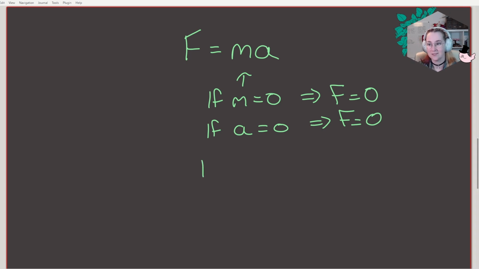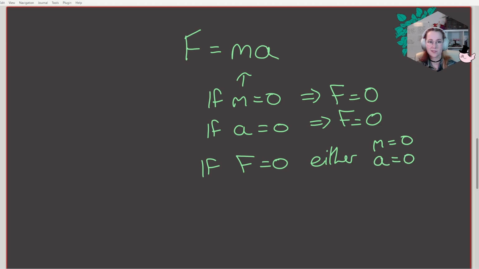If F is 0, either m equals 0 or a equals 0. So we can't say backwards and forwards, although if we're talking about something that we know has mass, so we know it's a box that weighs 5 kilos, and we say the force is balanced completely, we know it's either going to be in constant motion or at rest, right? There's no acceleration.